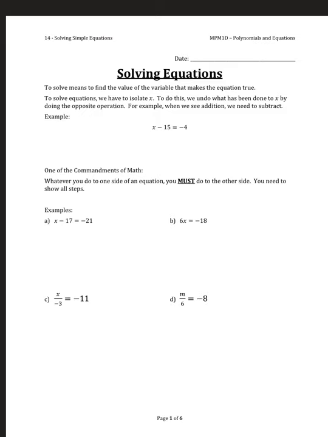Today, we're actually going to talk about solving equations. So this is kind of where we're actually going to get an answer at the end. So our very last step is going to look like something that has a number. So you will get numbers at the very end.